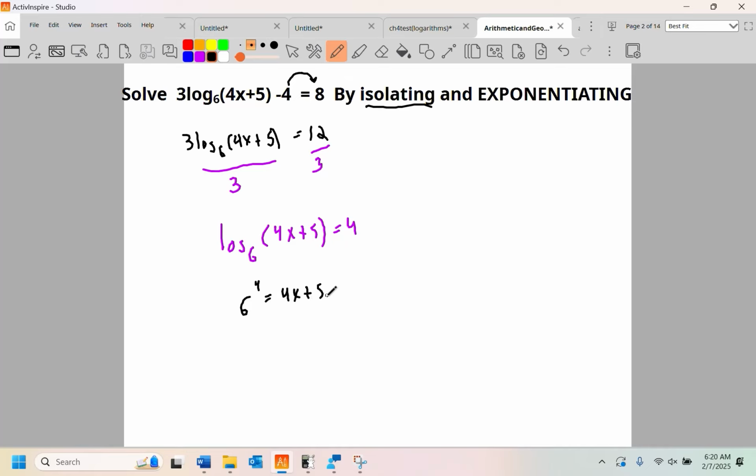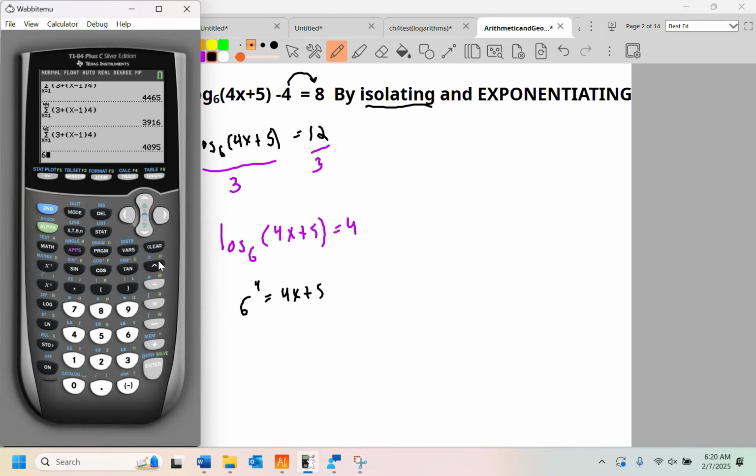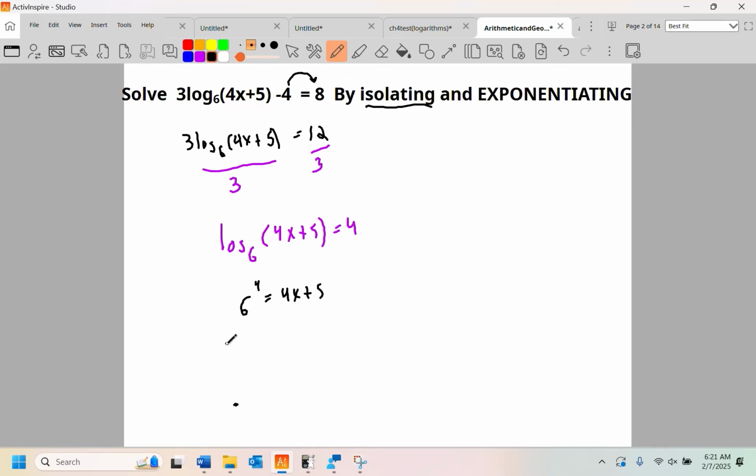And 6 to the 4th is going to be a big number. It's 216 times 216. I don't know it. I know what 6 cubed is, but 6 to the 4th, never memorized it. 1296. Why did I say 260? 36 times 36. 1296 equals 4x plus 5.